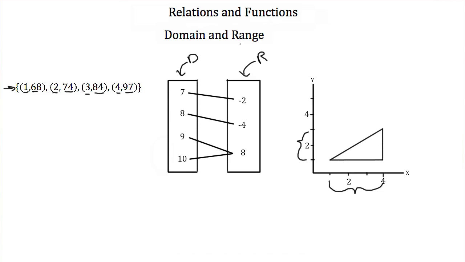So let's write down the domain and range for each of these examples. The domain, which is usually written as a D, and then the values are put in brackets. Our domain would be 1, 2, 3, and 4. Our range would be 68, 74, 84, and 97.